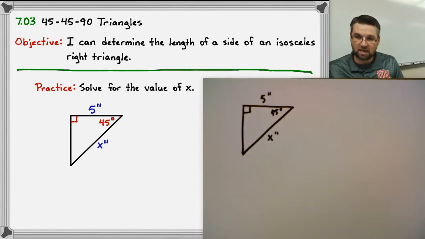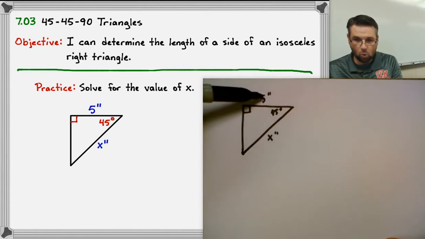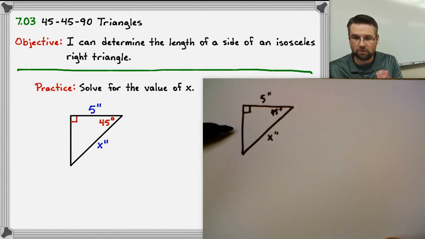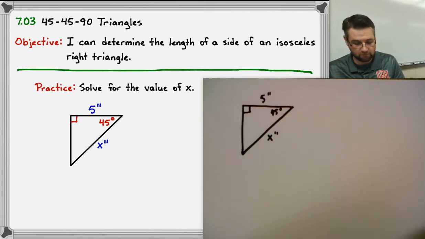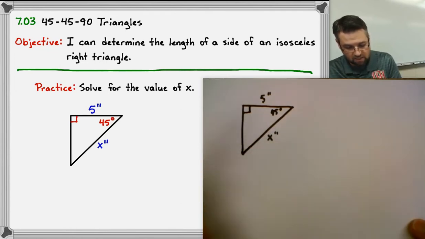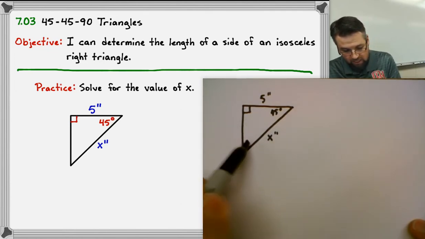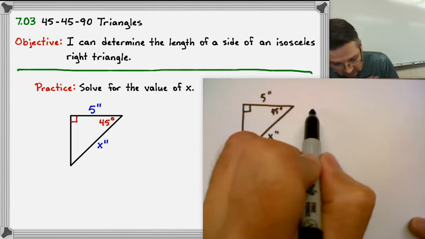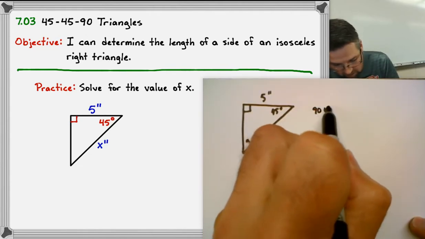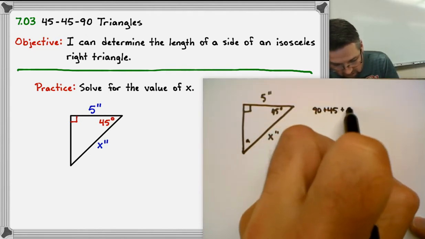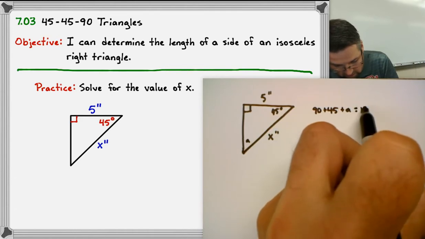Now, if I'm going to use the Pythagorean theorem, I have a problem. And the problem is that I only know one of the sides. I don't know this other side. Well, again, the 45-45-90 triangle is unique. So the first thing I want to do is find this other angle here. I'm going to call this angle A, okay? So I'm going to say 90 plus 45 plus the measurement of angle A equals 180.